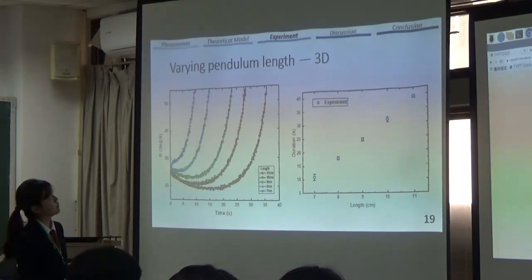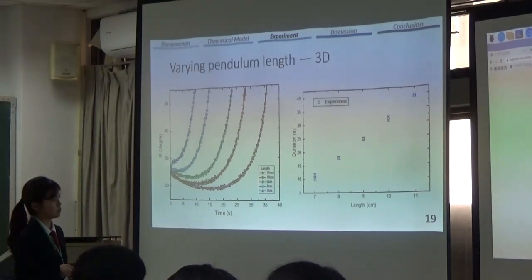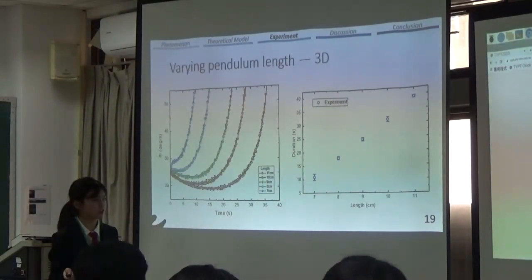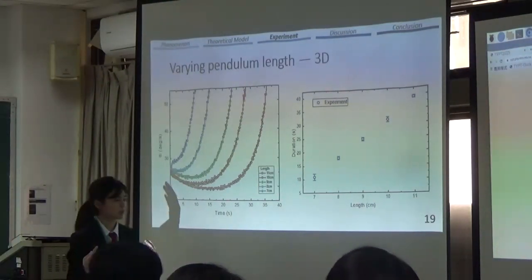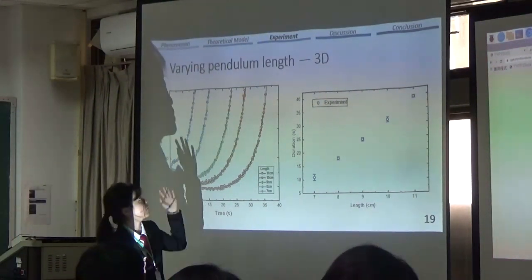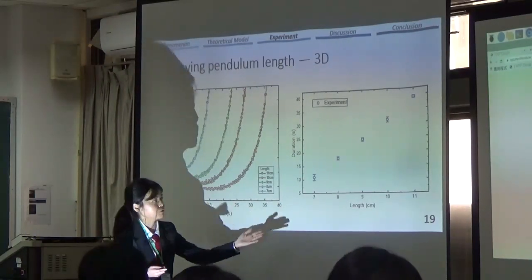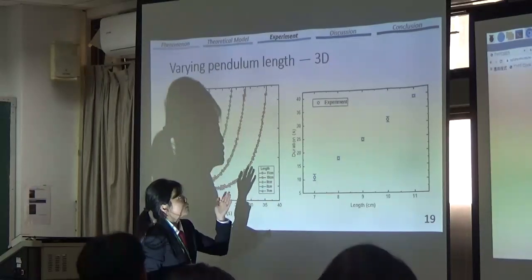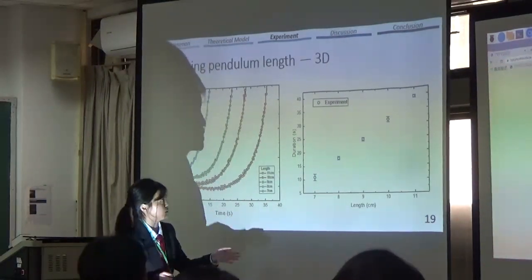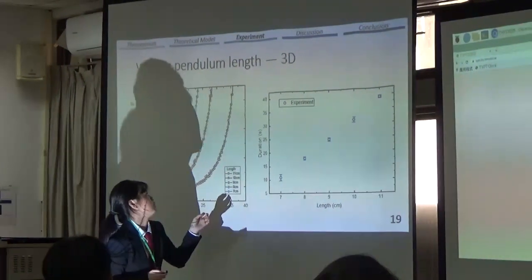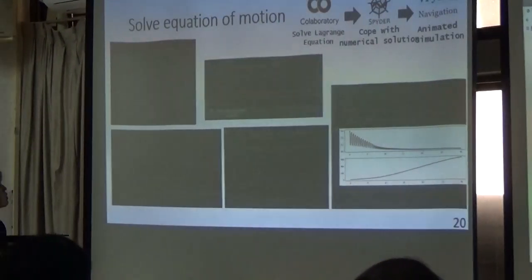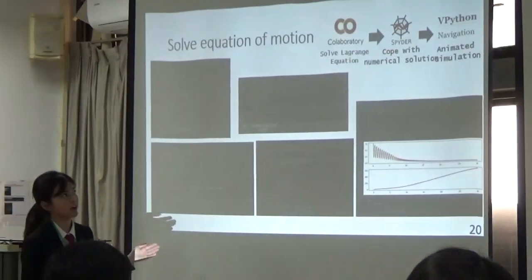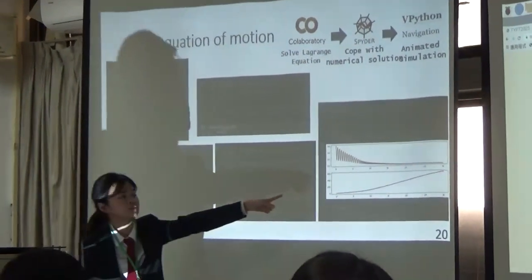And then it's the varying pendulum length of 3D motion. This is another experiment of the previous experiment we did before, but this time it is in a condition of 3D motion. When the length of the pendulum string increases, the duration will increase, and we solve the equation of motion using Python. So this is our simulation.